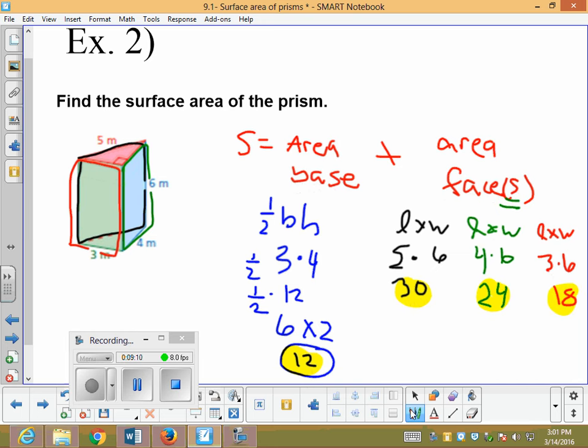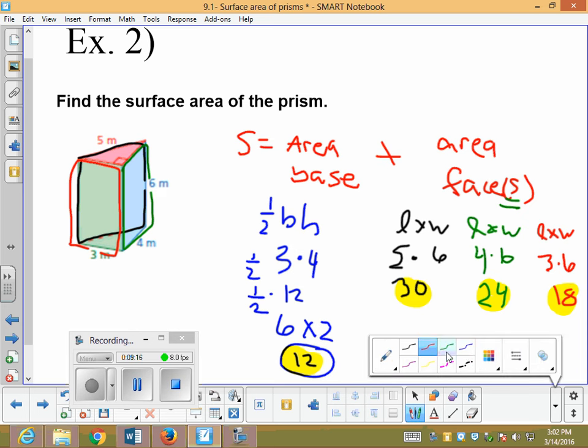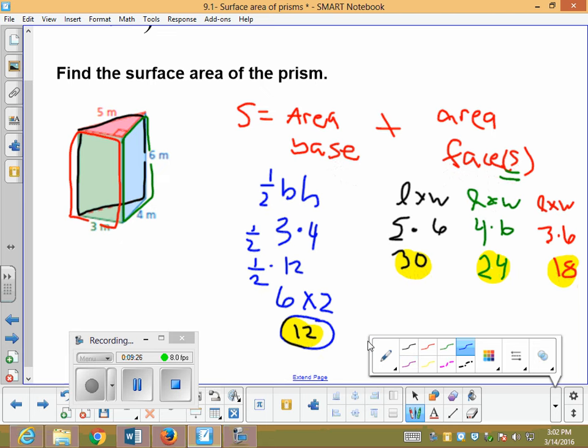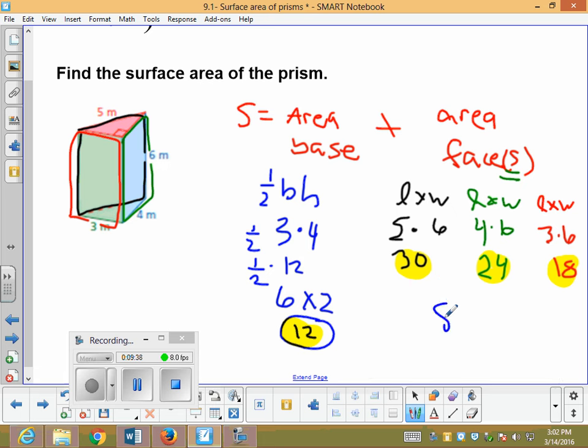And when I add it all up correctly, let me go ahead and switch markers. I'll get a total of, let me add that up really quick, I'll get a total of 84. So I'm going to write that down, 84. So 12, 30, and 24, and 18. Let me double check that just to make sure that 12, 30, 24, and 18 is 84. So the answer is 84.